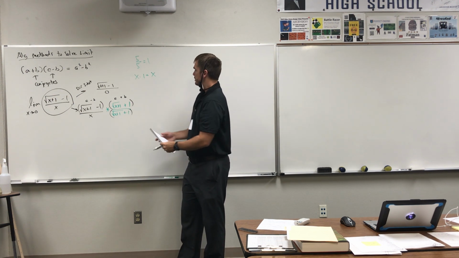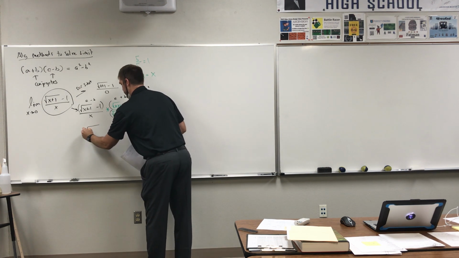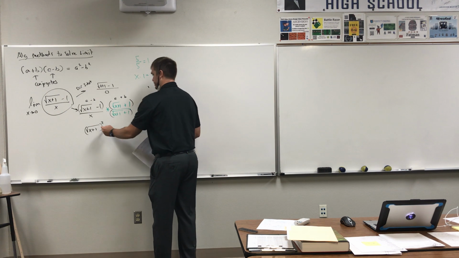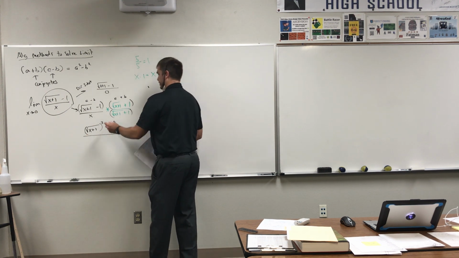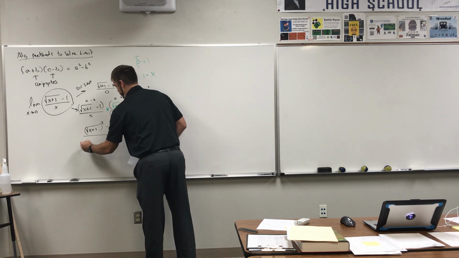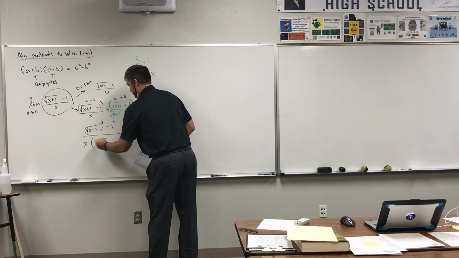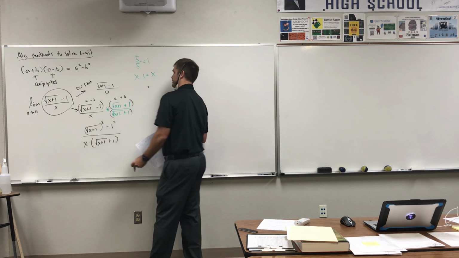All right? So now, a little side note, what is the square root of x plus 1, squared? Minus 1 squared, all over... Now this denominator is just kind of messy. It's just x times parentheses, square root of x plus 1, close parentheses.